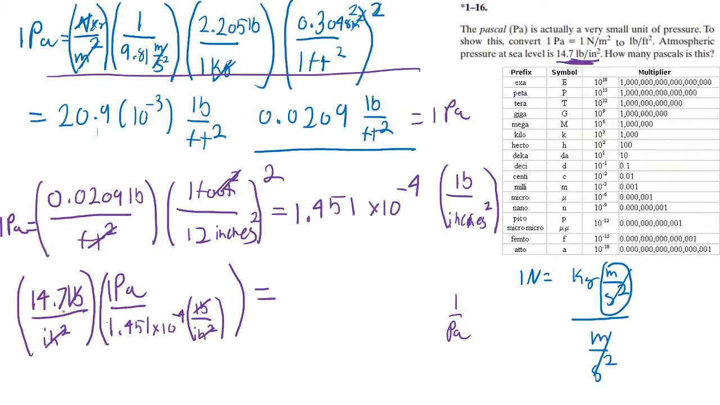So all we're going to do here is 14.7 divided by 1.451 times 10 to the negative fourth. And that's going to yield us, because we're dividing by a very small number, it's obviously going to be very large. So 101,000 pascals, not exactly this. By the way, this is not how the answer key solved this, but it's a very easy way to solve it, and it works. So I would recommend doing this. We basically made our own unit conversion and applied it to the problem.